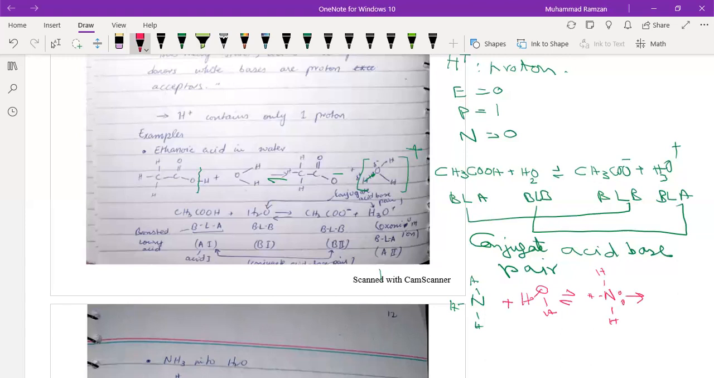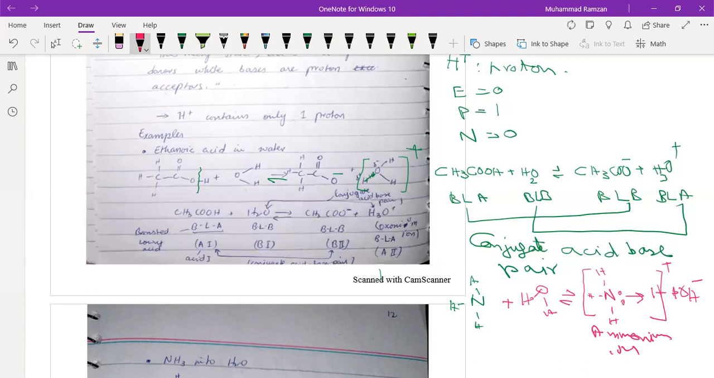This is the lone pair. This H is coming from H2O. It forms NH4 plus. It is the ammonium ion. And OH minus gets free. NH3 changed into NH4 plus.